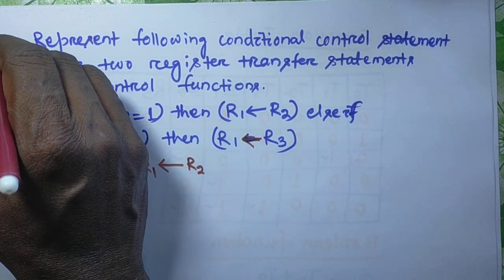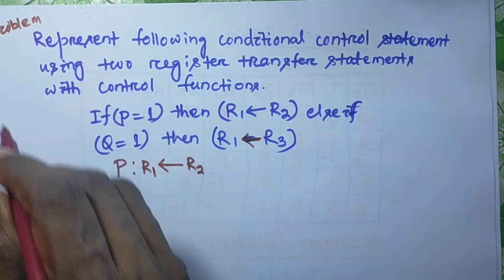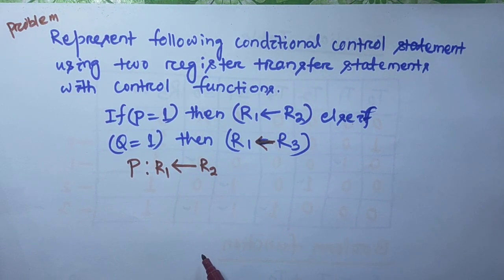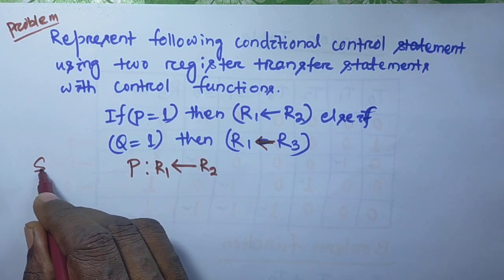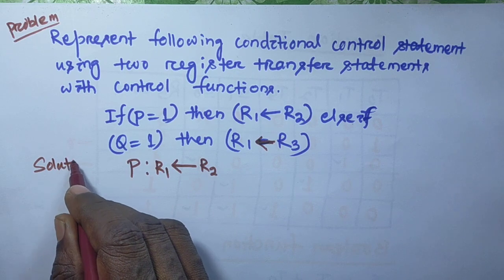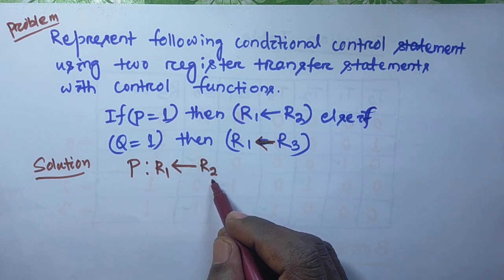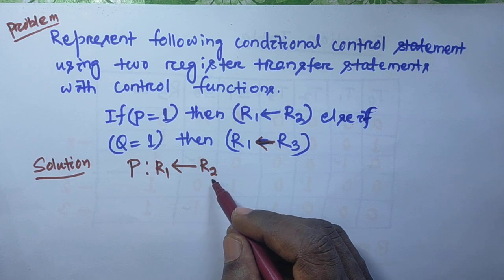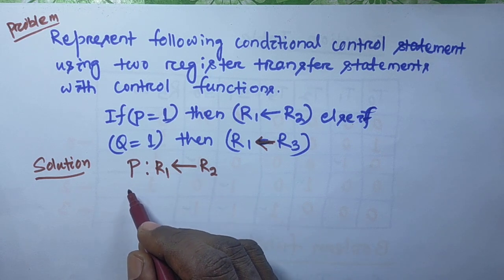This is one kind of problem. Okay, we can define the problem in this manner. But how is the solution? The solution is also defined in this way. The content of R2 register transfers to R1 if p is true.